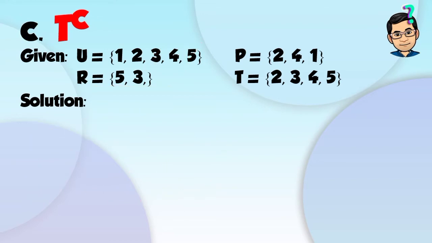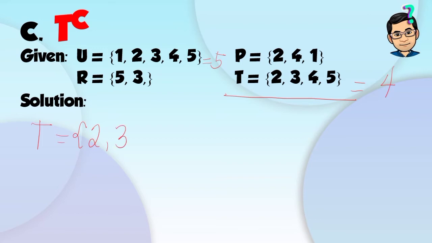Next, we have T complement. So, the elements of T are 2, 3, 4, 5. So, apat ang elements niya. While the total elements of universal set is 5. Okay. So, pag pinag-uusapan natin is number of elements, ang term dyan is cardinality of a set. Okay. Now, let's have the elements of T.